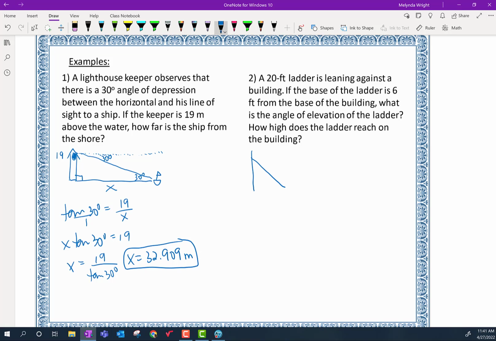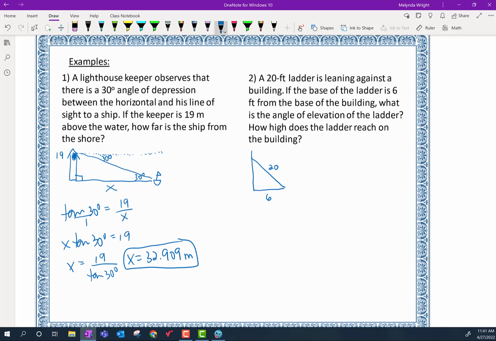There's the 20-foot ladder. If the base of the ladder is 6 feet from the building, what is the angle of elevation? Oh, another great word, angle of elevation of the ladder. And how high does the ladder reach?